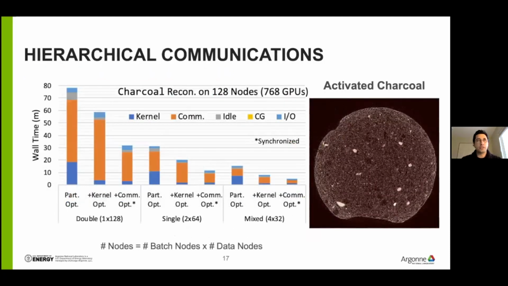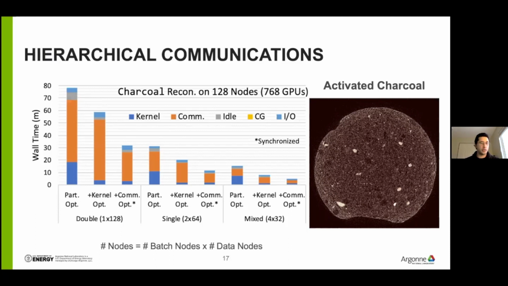So the other optimization that we did in order to improve the end-to-end execution time is performing hierarchical communications. But this chart doesn't show the optimizations on the communication side; it mostly shows what kind of overheads you can observe during the execution. Kernel here shows the computational kernels, and the orange bar shows the communication overhead. We also have the idle, conjugate gradient, and IO overheads, which are minimal in these cases. The part opt is our baseline.